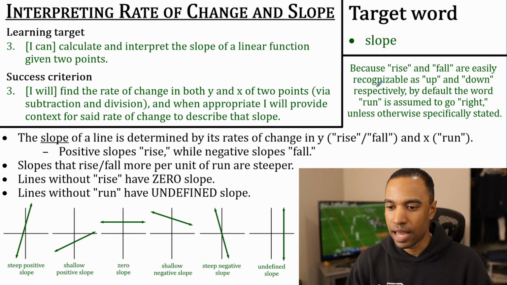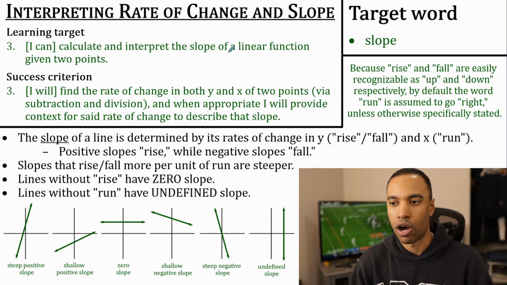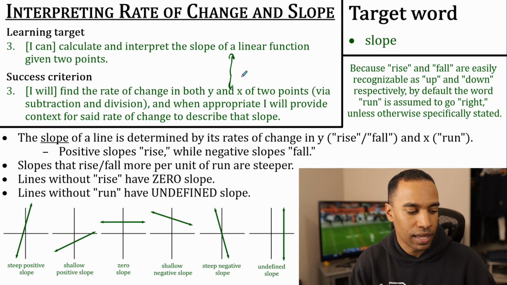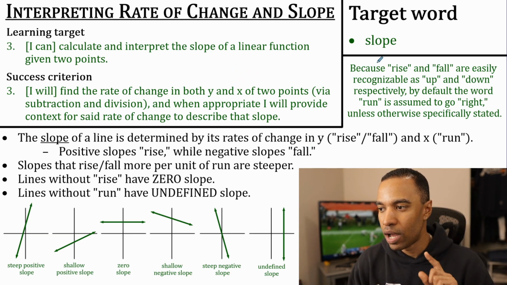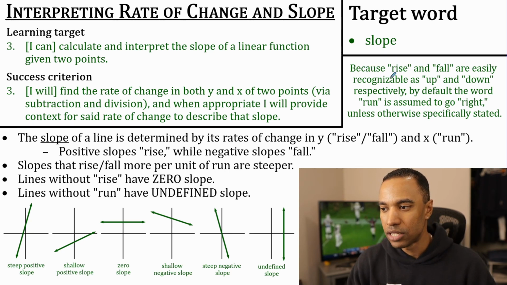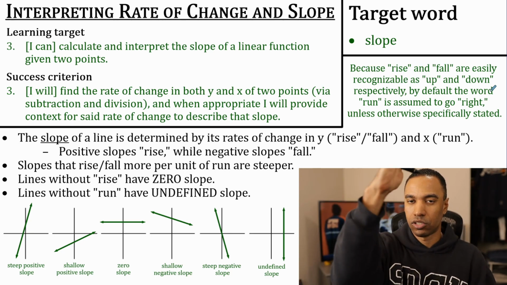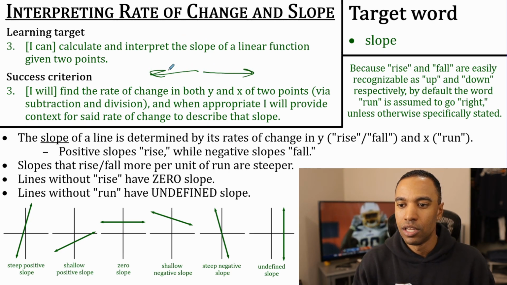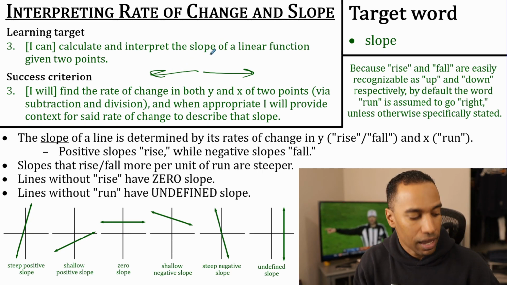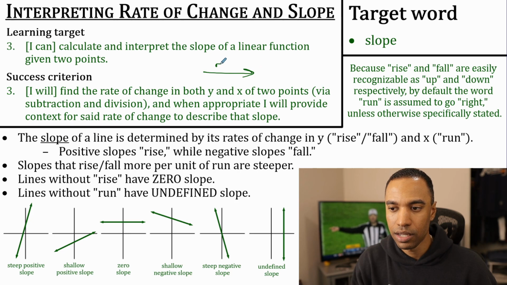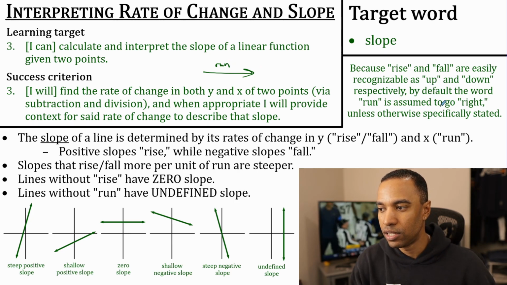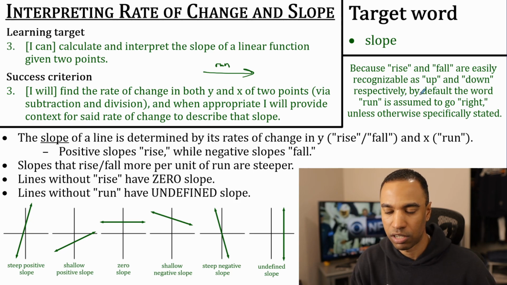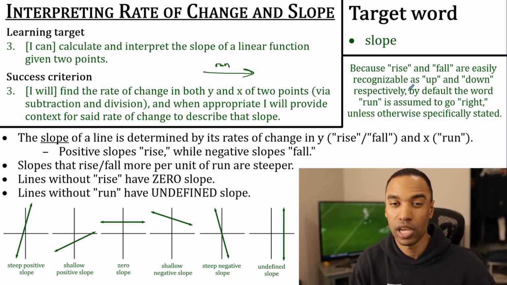And here's a little tidbit here that I want to talk about. See, positive slopes rise and negative slopes fall. So when we go up, we're rising. When we go down, we're falling. However, we're keeping in mind one little nugget. Because rise and fall are easily recognizable as up and down, rise is up, fall is down, it's harder to talk about whether run means go to the right or to the left. So if I say run, I mean to the right. Run is to the right. By default, the word run is assumed to go right, unless otherwise specifically stated. If you hear me say run to the left, obviously we're going to the left.